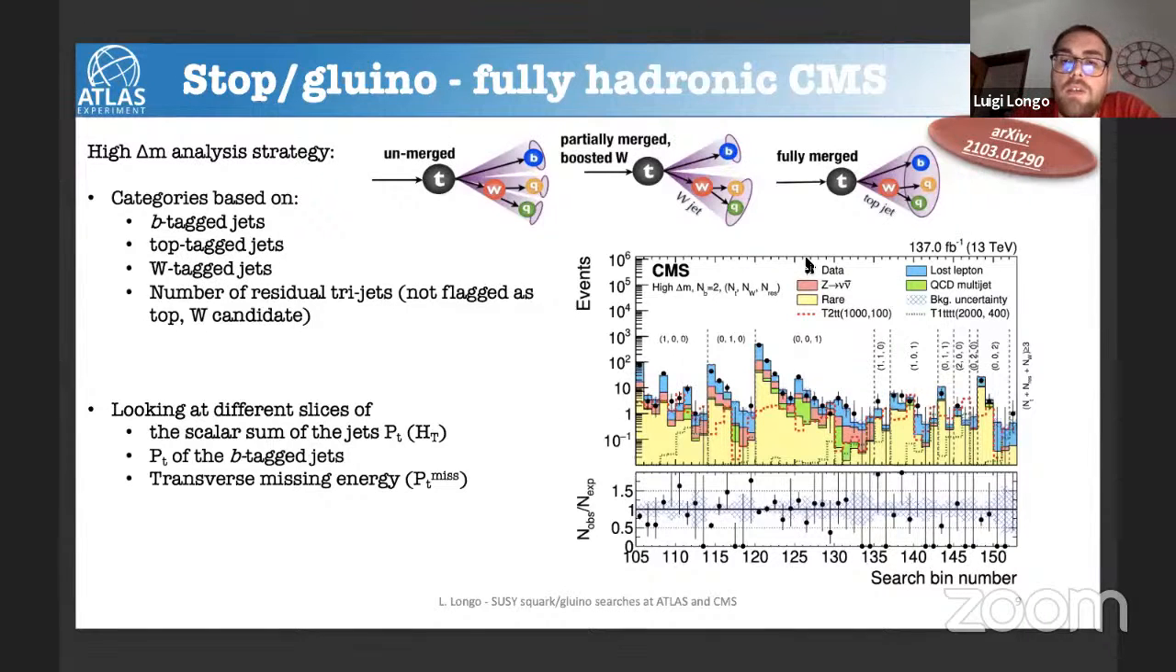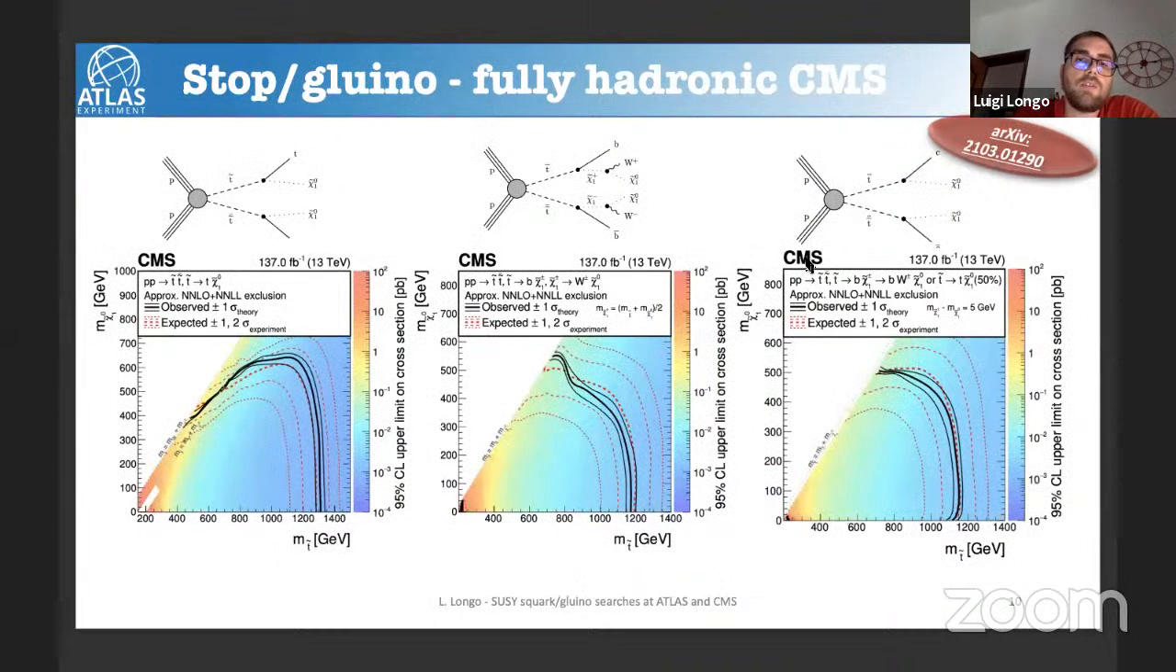And you can see there was no significant excess, and also in this case, some exclusion contour plots were produced for the various cases. And you can see here that there is an exclusion for the stop mass close to 1,200, almost 1,300 GeV for the case of the stop to top and neutralino.